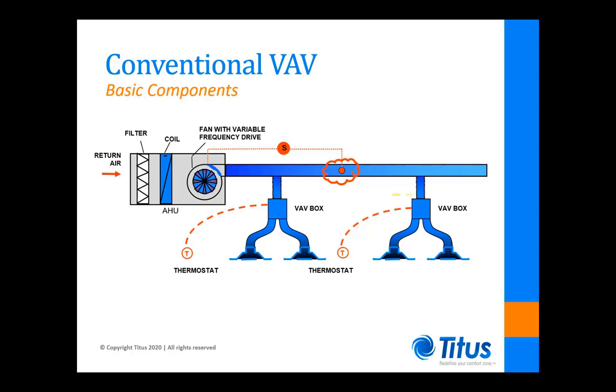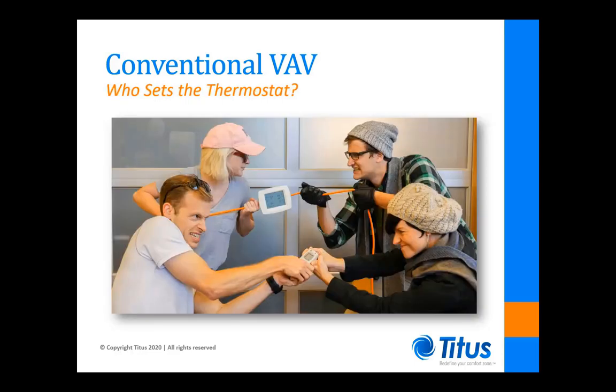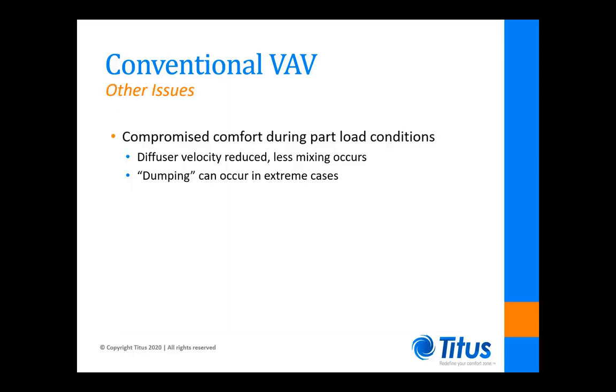The VAV boxes deliver cooling or heating air into multiple diffusers controlled by the thermostat located in one of the rooms. So with only one room in the thermal zone being fitted with a thermostat, a comfort compromise has to be accepted, and the room occupants are left to debate who gets to set the temperature. There are a couple of other issues with conventional VAV.